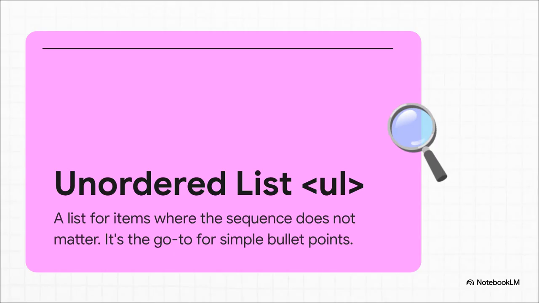First up, the one you'll see everywhere, the unordered list, or UL. This is your go-to when the order of things just doesn't matter. You know, like a list of product features or ingredients you need to grab at the store. It doesn't really matter which one you read first.